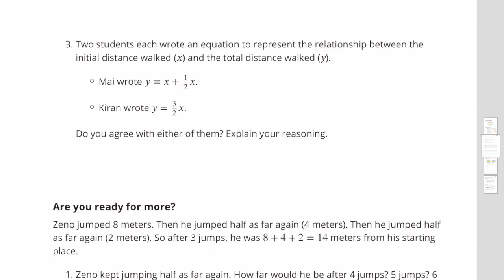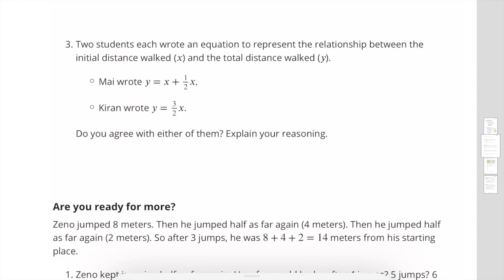It says 2 students each wrote an equation to represent the relationship between the initial distance walked and the total distance walked. So May wrote y equals X plus 1/2 X, and Chiron wrote y equals 3/2 X. Do you agree with either of them? Explain your reasoning. So they are both correct.